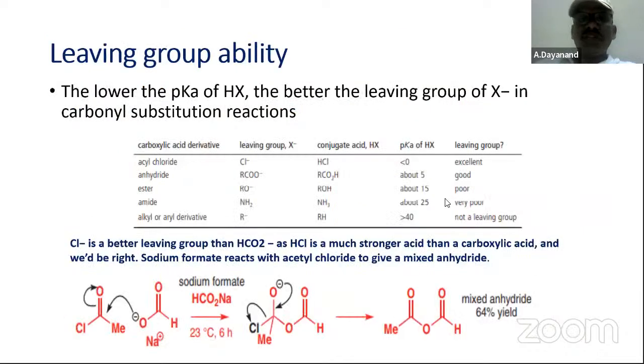Leaving group ability, as I discussed just now, the excellent one is chloride, depending on its pKa value. For an acid, the lower the pKa, the stronger the acid. If the pKa is higher, it is a weak acid. Depending on the pKa values, we can decide which is the leaving group.